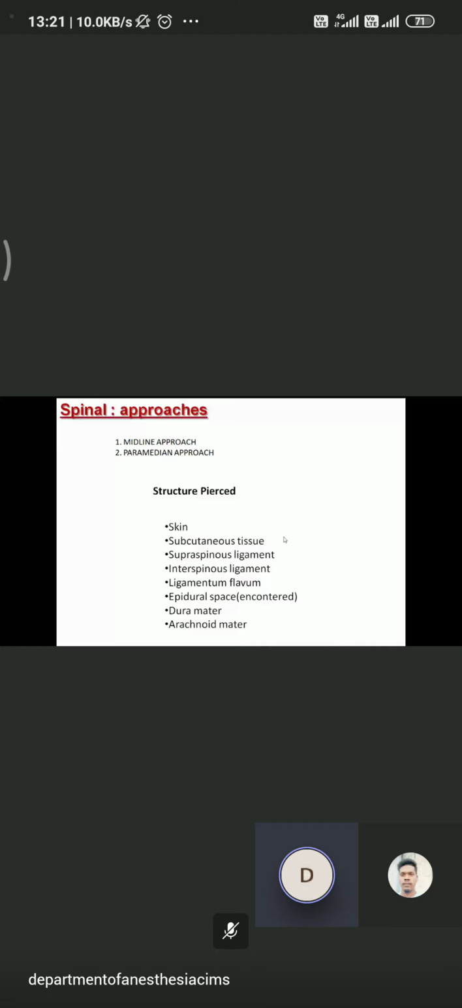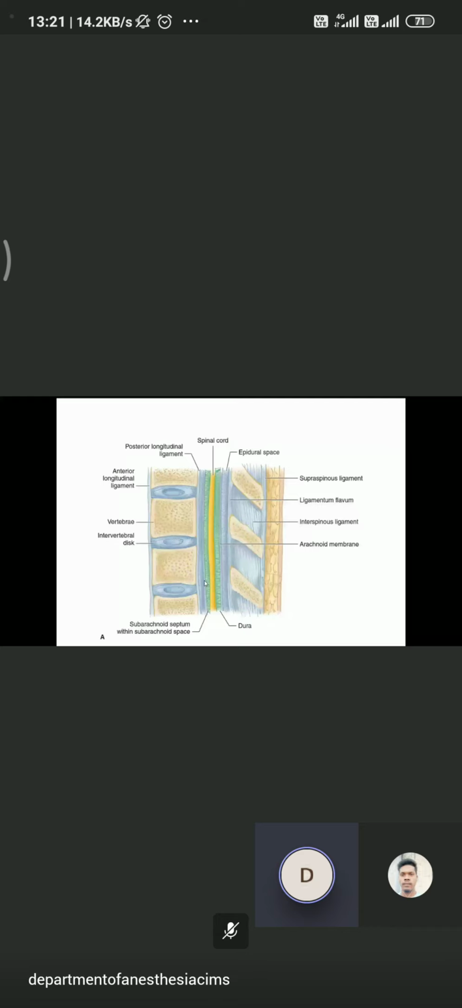So this is the sagittal section of the vertebra. So this is the spinous process. This is skin, subcutaneous tissue, supraspinous ligament, interspinous ligament. Okay, this is epidural space. Here we inject the drug in epidural anesthesia, and this is the dura mater. And this is the space, subarachnoid space, where we inject the drug in spinal anesthesia. Okay, so when local anesthetic is injected, it will block the nerves. Okay, if we inject the drug here, it will spread till here, stays here.